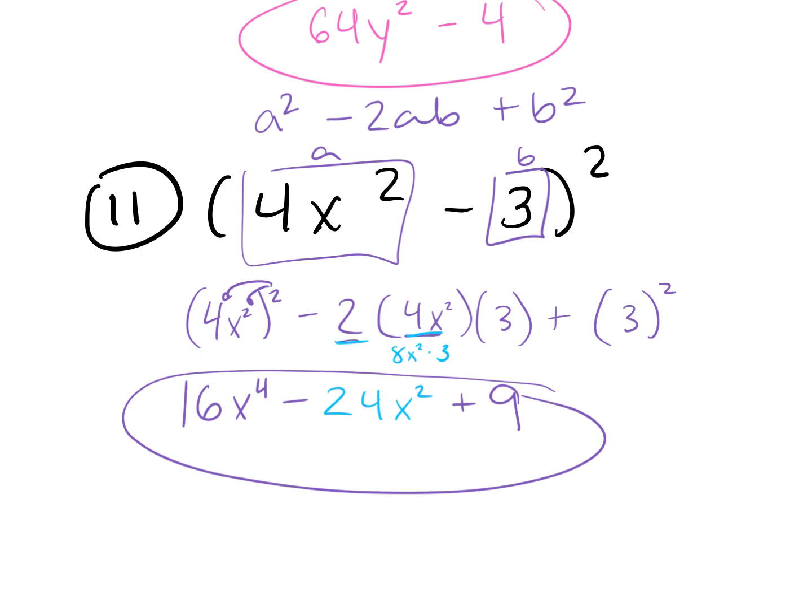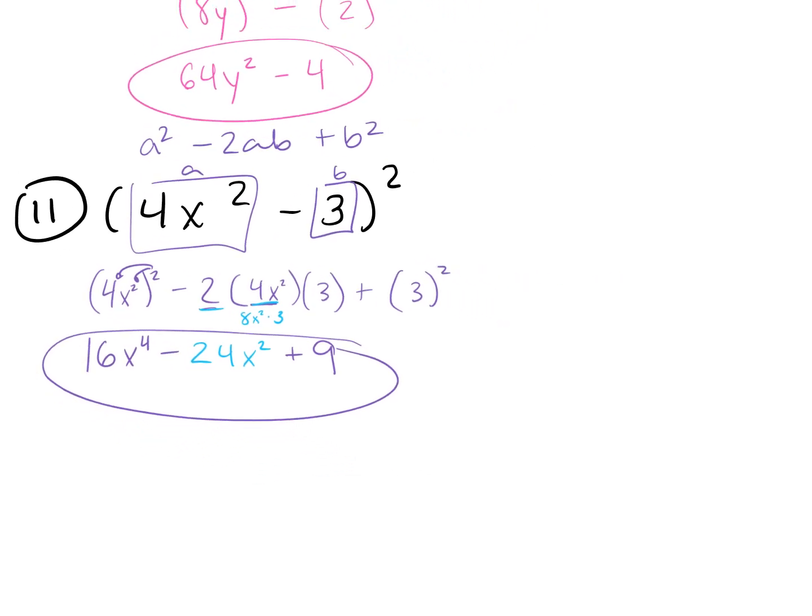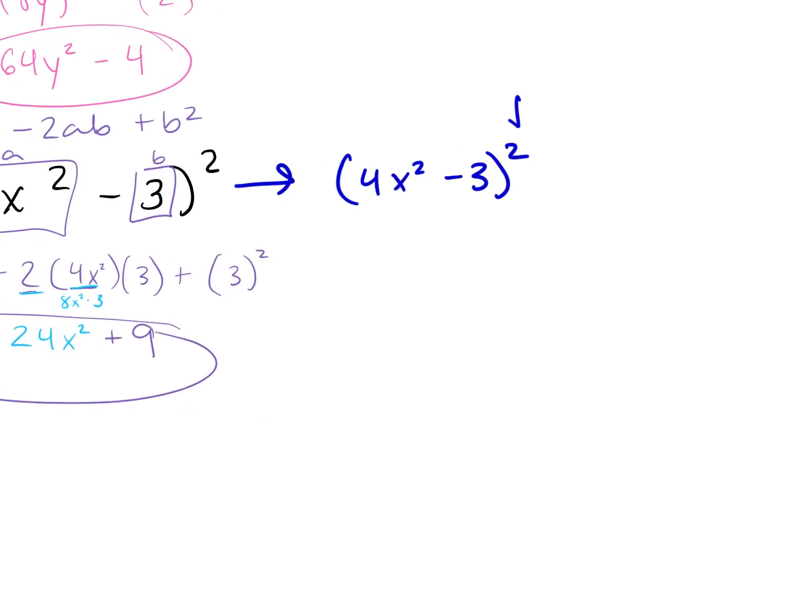If we forgot our shortcut here, how could we solve it? We would write it twice and FOIL it out. So if we had 4x squared minus 3 squared, the squared means that there's 2 of them. So we write out the same exact thing. 4x squared minus 3 times 4x squared minus 3, then we would FOIL it out. So if you forget your shortcut, write it twice and FOIL it out. Let's FOIL it just for fun.